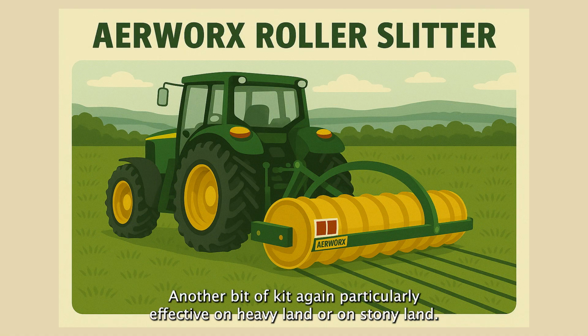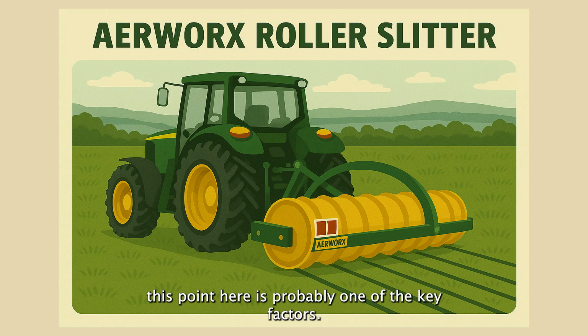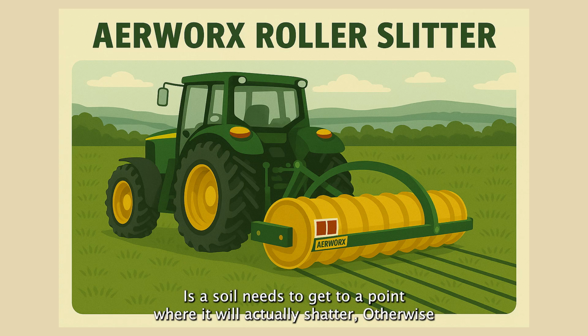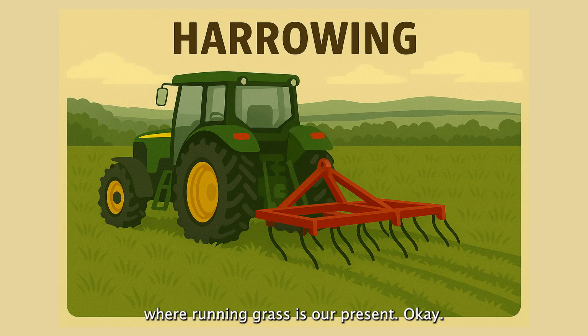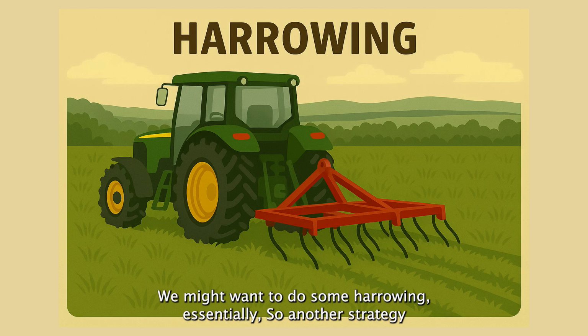Another bit of kit, again particularly effective on heavy land or on stony land where we can't really run subsoilers. But again, one of the key factors is the soil needs to get to a point where it will actually shatter. Otherwise, where running grasses are present, this is probably one of the main final mechanical interventions. We might want to do some harrowing, essentially.